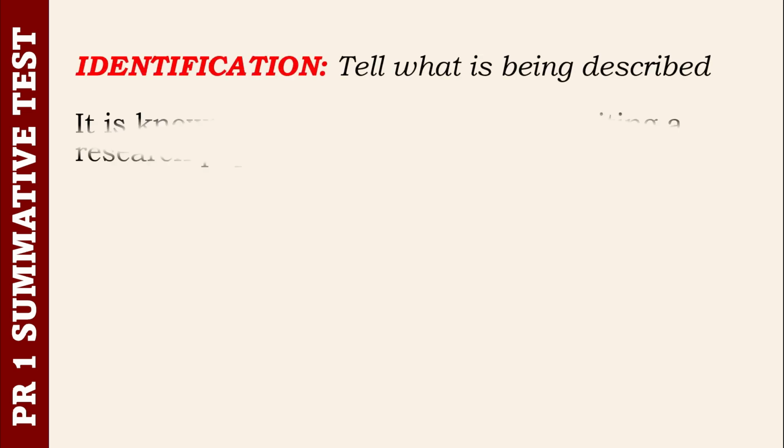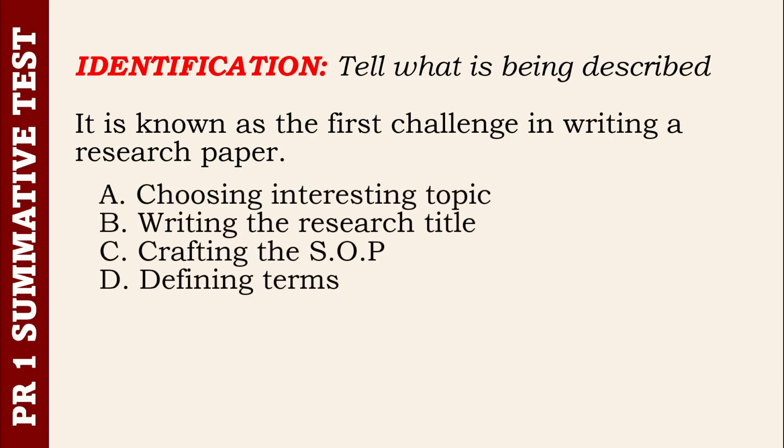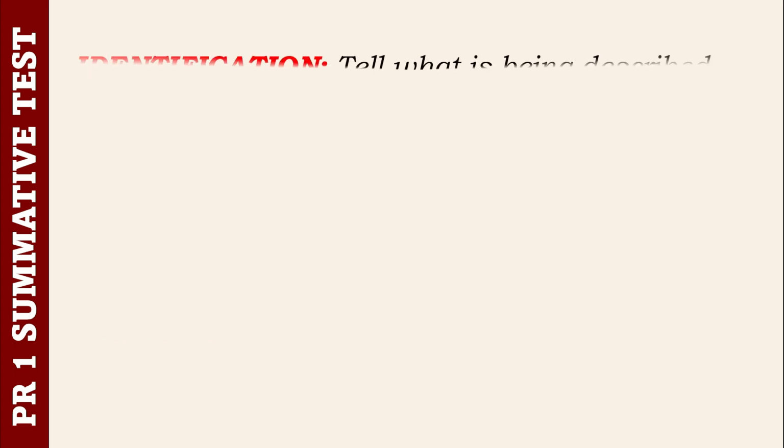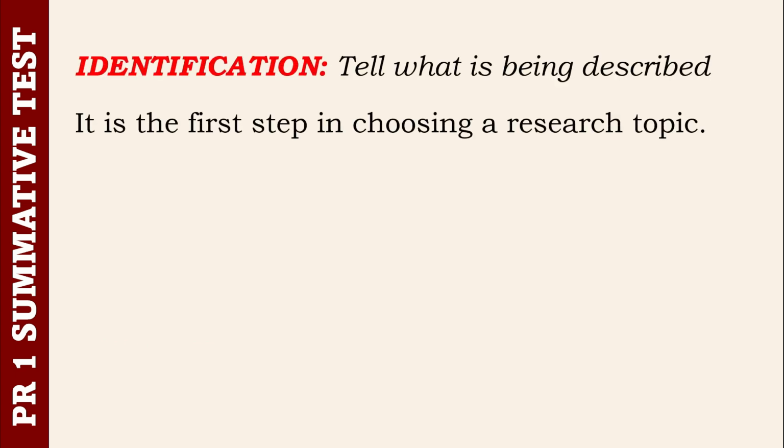It is known as the first challenge in writing a research paper. A. Choosing interesting topic. B. Writing the research title. C. Crafting the SOP. Or D. Defining terms. The answer is letter A. Choosing interesting topic. For the next one, it is the first step in choosing a research topic.